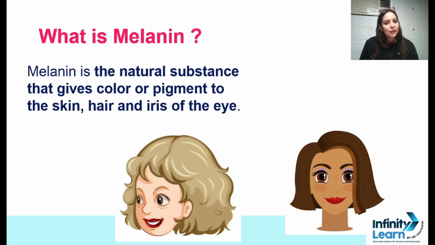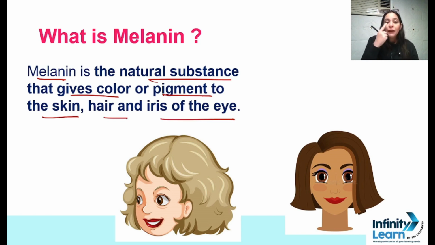Okay, another important topic: what is melanin? Melanin is a natural substance that gives color. It's basically a pigment which gives color to your skin, hair, and even the iris of the eye. I hope you remember the iris, which is the colored part of your eye. Like somebody has brown eyes, blue eyes, that particular part is the iris. So it gives color to your skin, hair, and also to the iris.